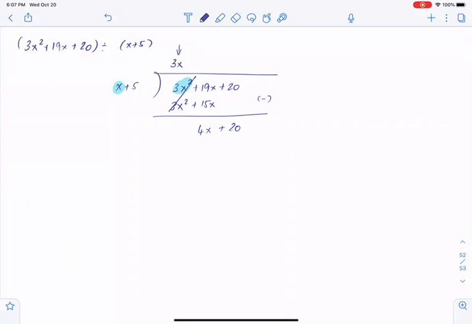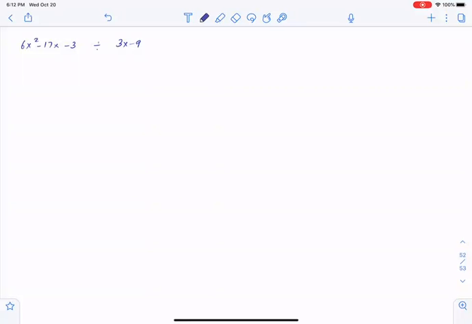Now I've got to come up with a number or an expression there, so that when I multiply with x, I get 4x. So it has to be the number 4. 4 times x is 4x. 4 times 5 is 20. Subtract, I get 0 because they are the same term.